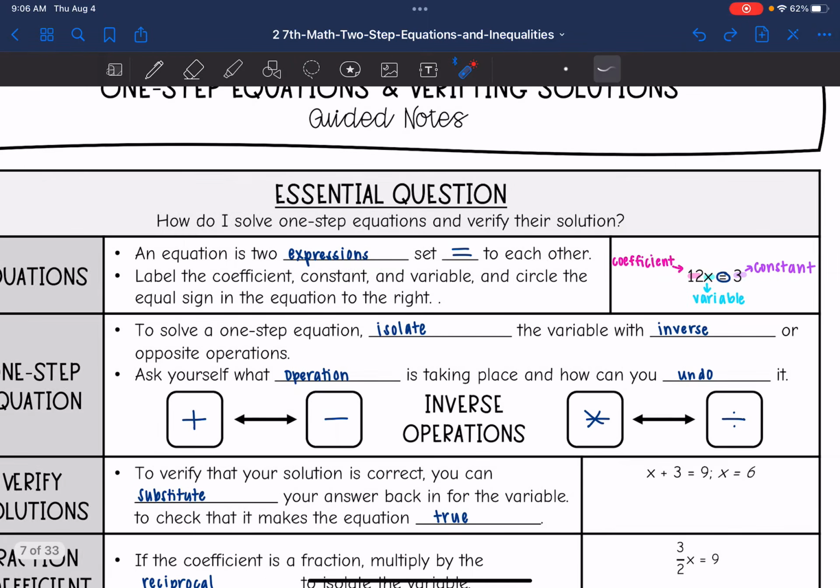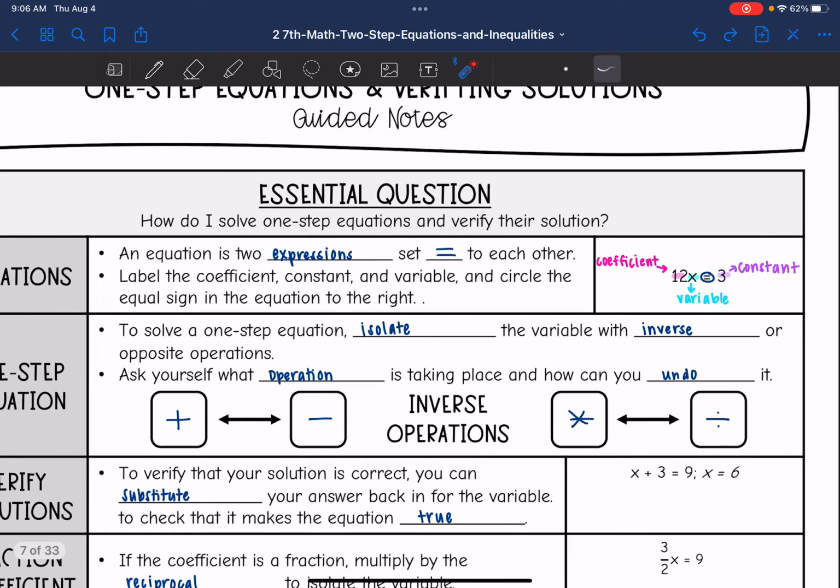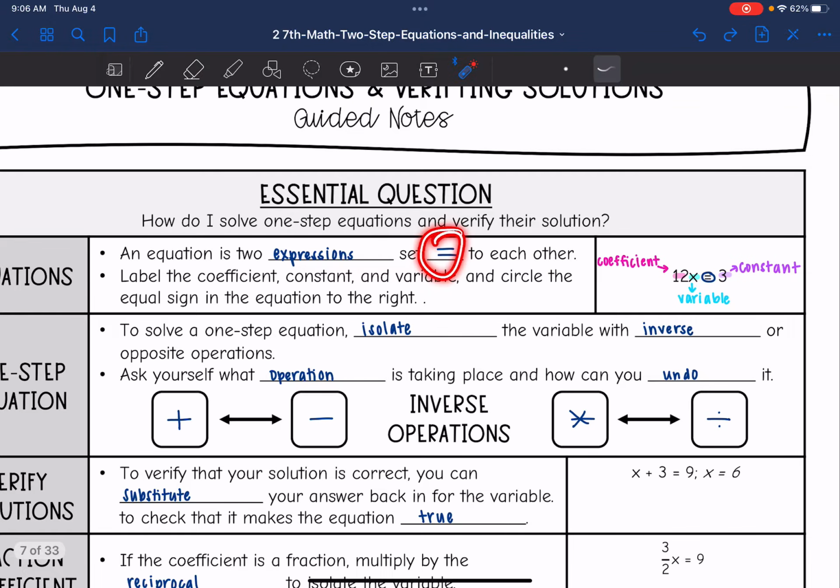Okay, let's talk about how to solve a one-step equation. So if we have an equal sign, then we are going to be doing inverse operations to get that variable by itself. That's going to be the goal. This is only when we have an equal sign. So to solve a one-step equation, we are trying to isolate the variable with inverse or opposite operations. So ask yourself what operation is taking place and how can you undo it.